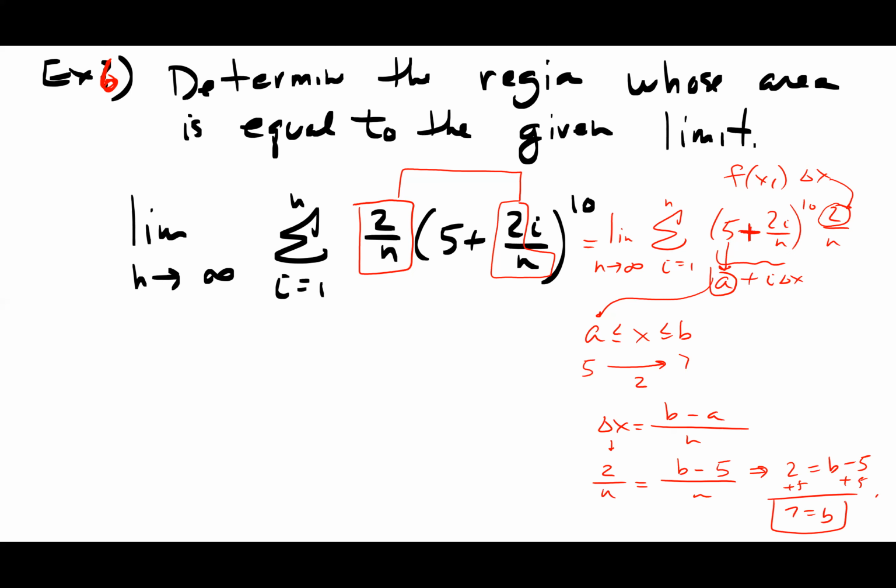So what is my function? My function looks like I'm taking this x value to the 10th power. So y is equal to x to the 10th power from x is equal to 5 to x is equal to 7. Are we good? Does that make sense? Hopefully that does.